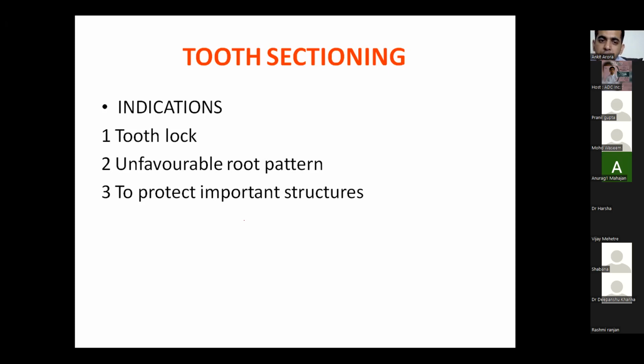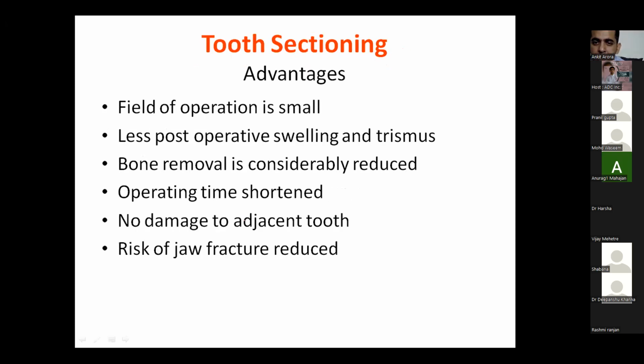Before you go for tooth sectioning, or removal of a tooth, it should be very clear in your mind that this tooth needs to be sectioned. The indications are a locked tooth, an unfavorable root pattern, or the need to protect important structures like a nerve. Let us see it again, to improve our clinical acumen.